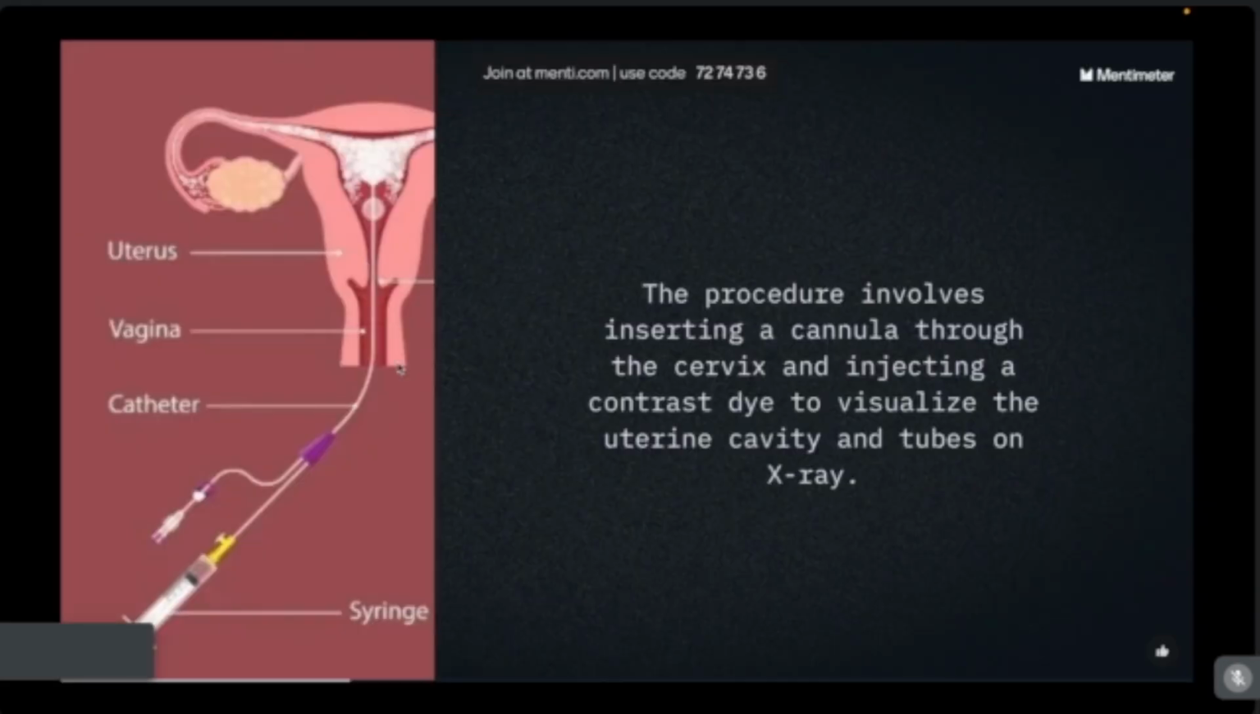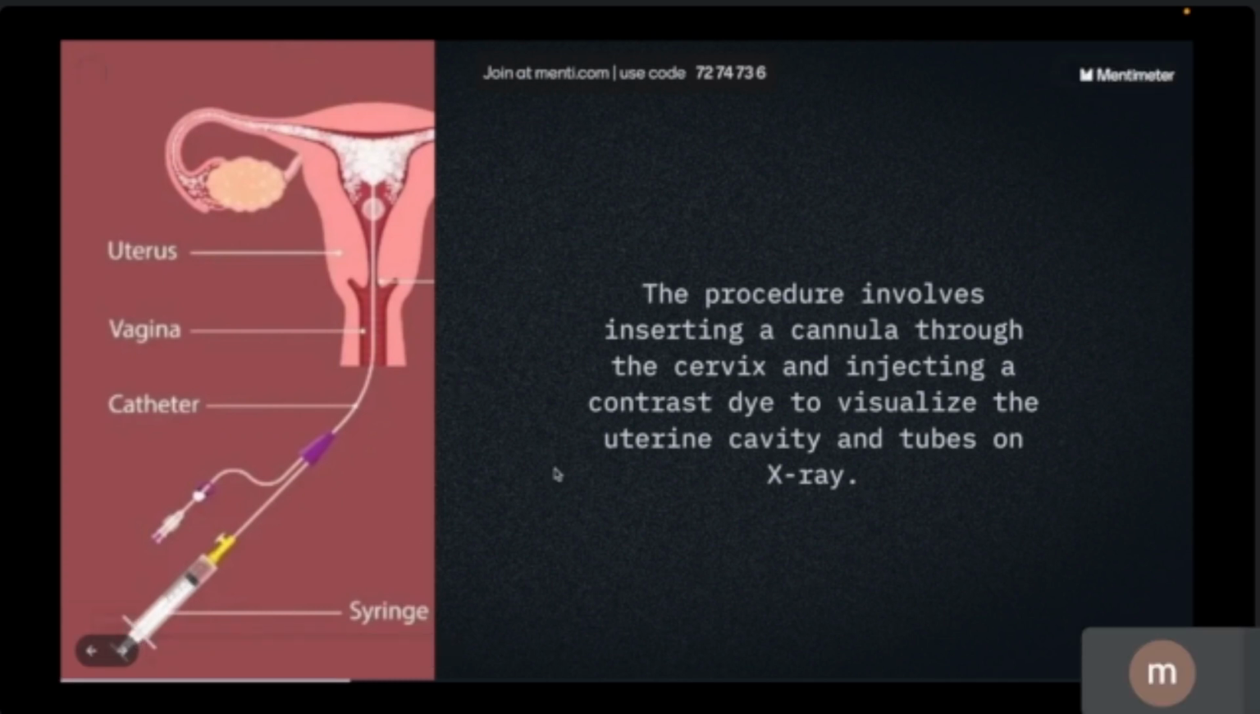And then we'll go into part one. So now we will talk about the basics of hysterosalpingography. Hysterosalpingography is an X-ray procedure used to view the inside of the uterus and fallopian tubes. It's primarily performed for women experiencing infertility. The procedure involves inserting a cannula through the cervix and injecting a contrast dye to visualize the uterine cavity and tubes on X-ray. So here you can see the cannula that is inserted in the cervix, and here we have the contrast medium that we inject, and of course after that we have the X-ray to have the final image.